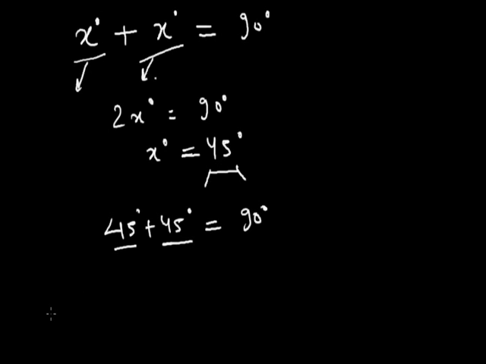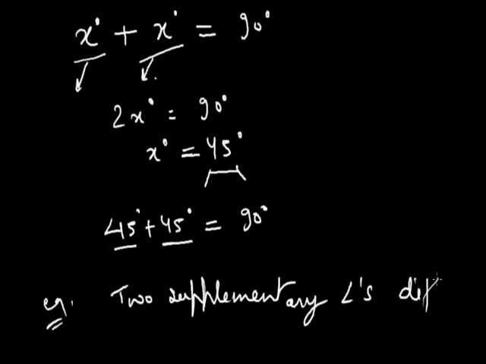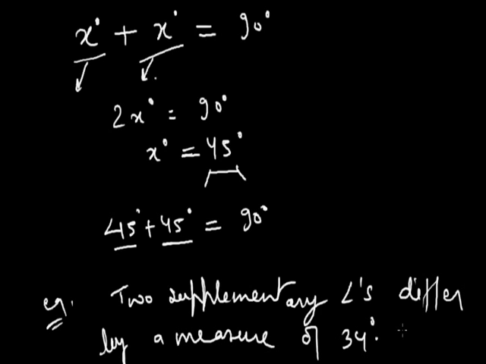The second example being that two supplementary angles differ by 34 degree. Find the angles. What is the question? Two supplementary angles differ by a measure of 34 degree. Find them, or find the two angles. Now moving onwards for solving this question according to our method, let us assume one angle as x degree.